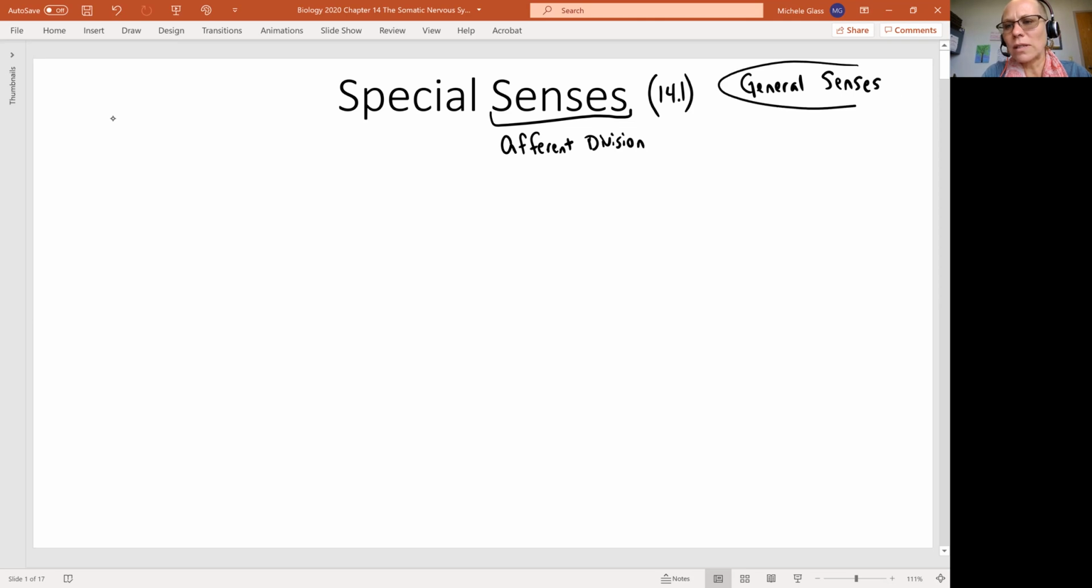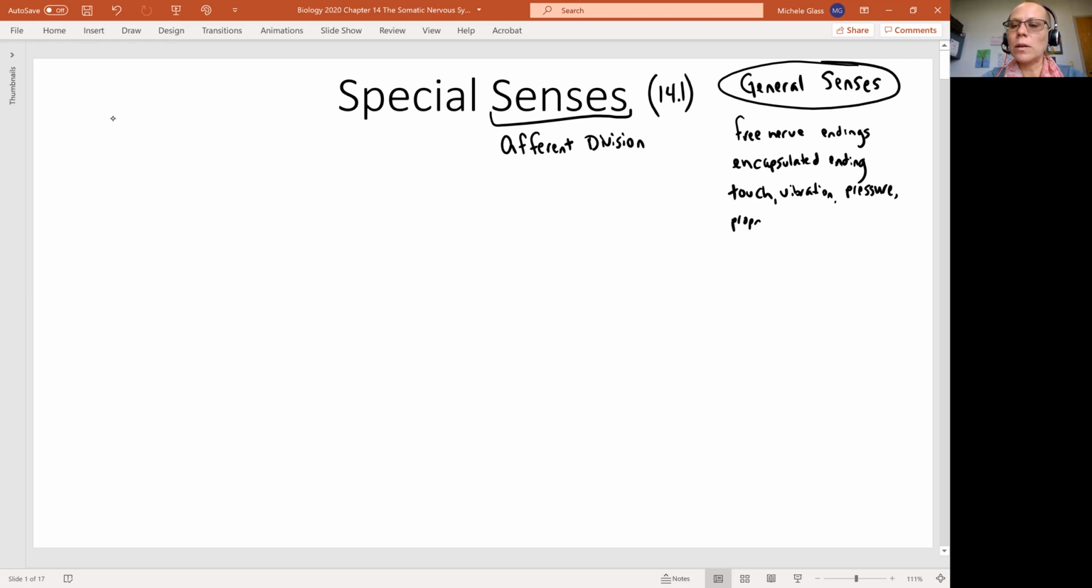And when we talk about general senses, remember, we have either just free nerve endings, or we could talk about the encapsulated ending, which is going to actually increase sensitivity. So here we're basically talking about a specialized portion of the sensory neuron, that dendrite, that's collecting this information. Remember, we talked about touch, which you could differentiate here between crude touch and fine touch. We included vibration, pressure, proprioception and kinesthesia as well.